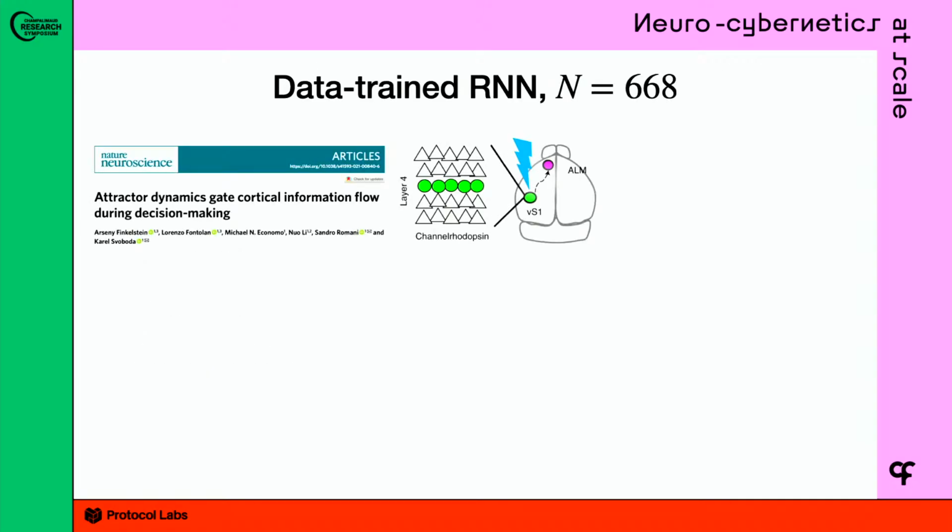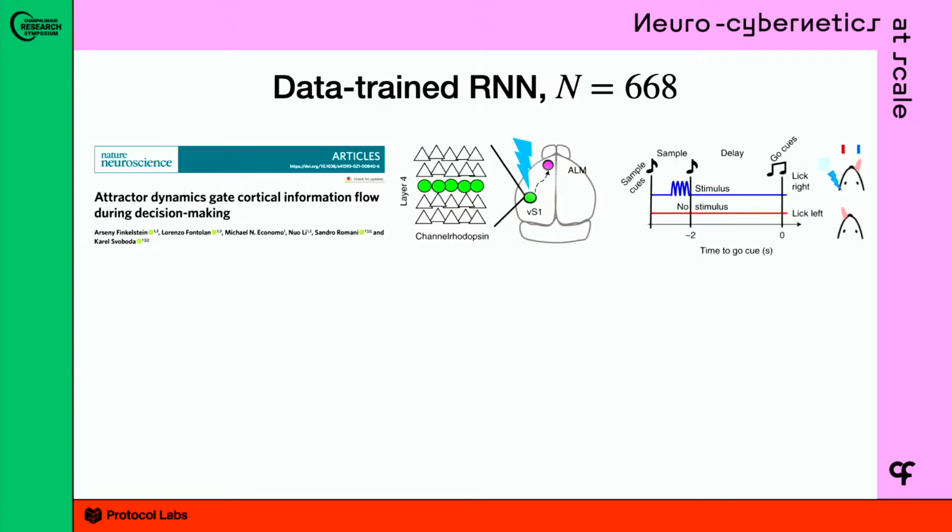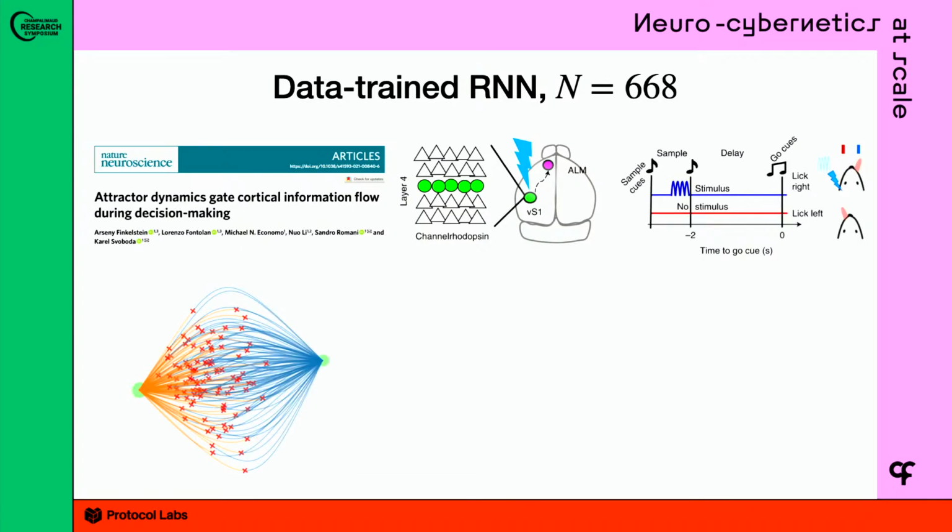Here's a data-trained RNN. We didn't train it. It was from the folks at Janelia. They trained a mouse to make some decisions, and then trained an RNN to the neural activity of the mouse. And we analyzed it. We just downloaded this RNN and analyzed it. The trouble with 668 dimensions is visualizing a separatrix. This is an n-1 dimensional manifold in n dimensions.